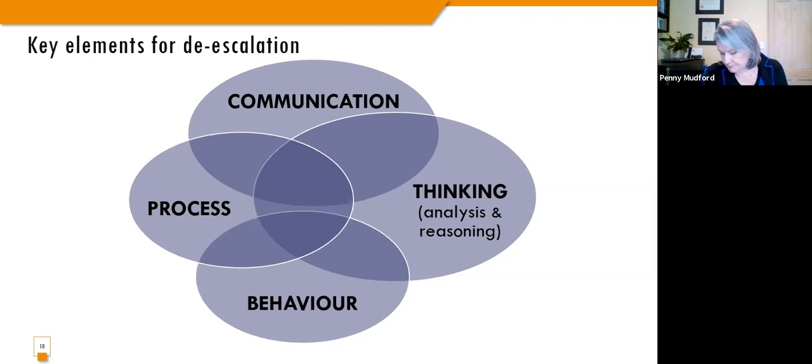So I think my summary of that chart really is to say to you that there's not just one element in de-escalating conflict. There's a number of elements, and here's an example of 4 that you may be able to use and apply.